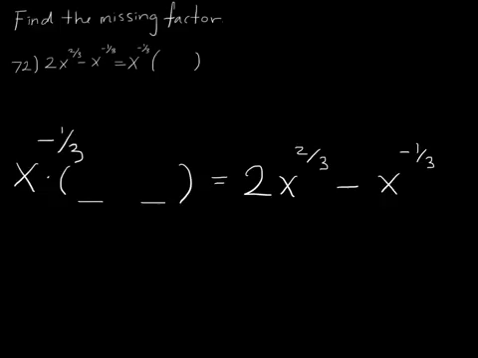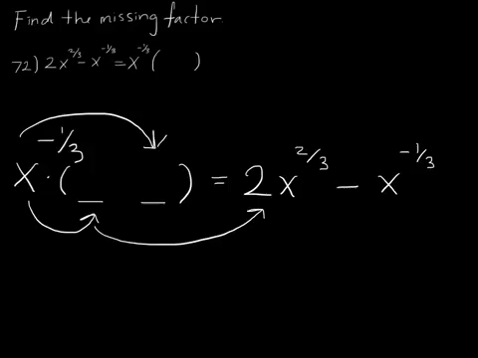When I multiply x to the negative 1/3 by the first piece, I should get 2x to the 2/3. And when I multiply x to the negative 1/3 by the second piece, I should get x to the negative 1/3, or negative x to the negative 1/3 because of this. So the second piece is easy to figure out. It needs to be minus 1, because x to the negative 1/3 times minus 1 equals negative x to the minus 1/3. So the difficult part is figuring out what goes here.